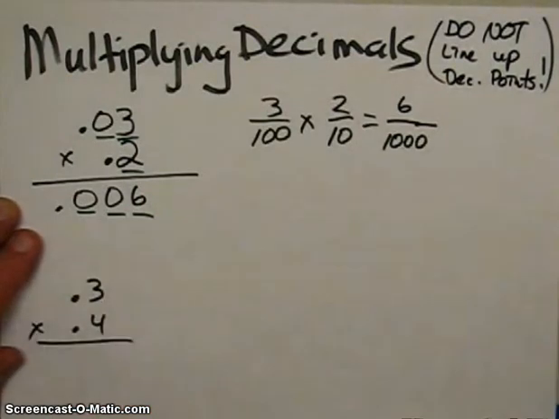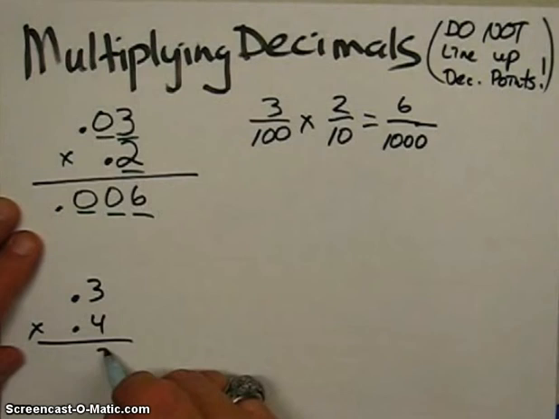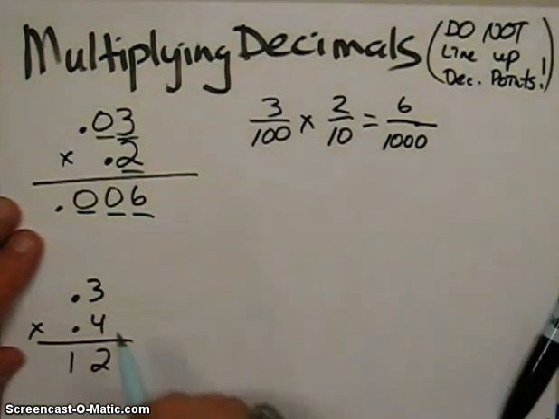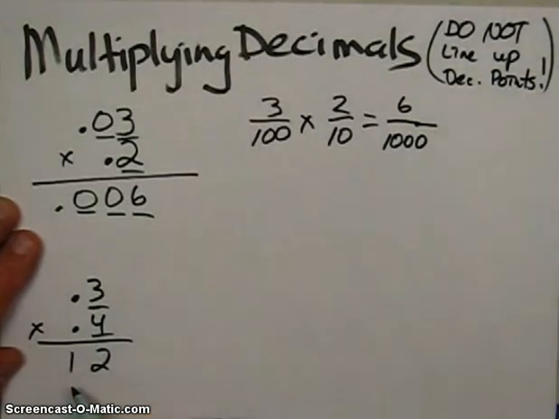Next example, a little easier, 0.3 times 0.4. Now notice that it was just a coincidence that the decimal points lined up in this problem, but they're still not going to line up with the decimal point in the answer. 4 times 3 is 12. Okay. Now in the problem, there are 2 digits that are on the right side of the point. So in the answer, I have to have a total of 2 digits that are on the right side of the point.